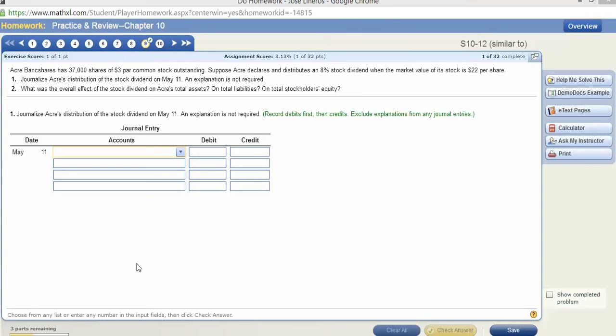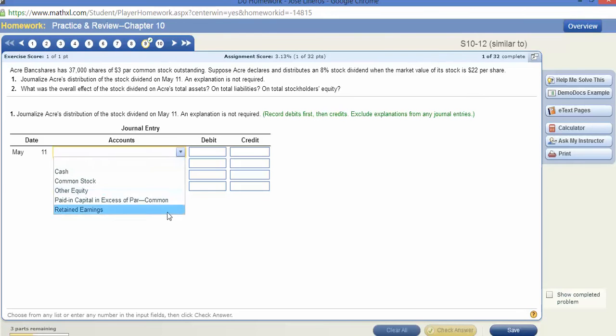Okay, I know you're all studying for the test coming up. I thought we would revisit a stock dividend. Remember, a stock dividend is when you choose to issue stock. In other words, you give shareholders stock instead of giving them cash. So it conserves cash.